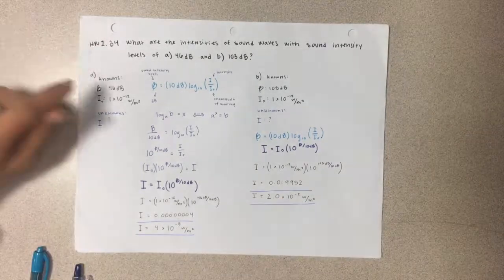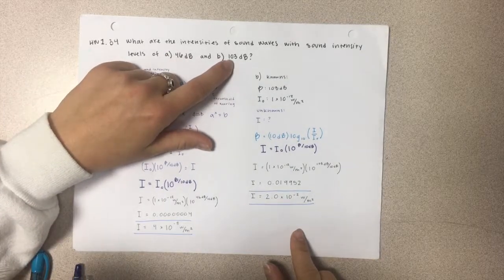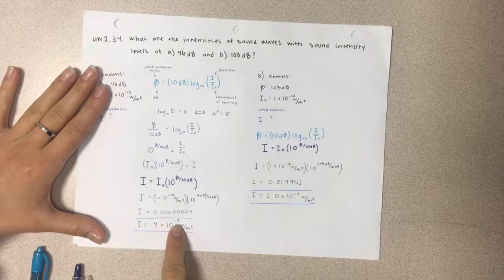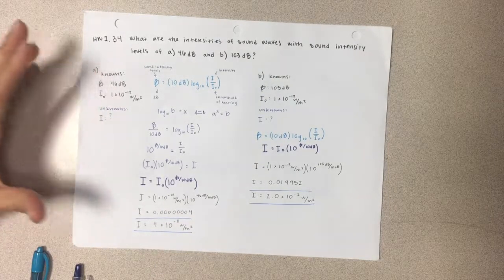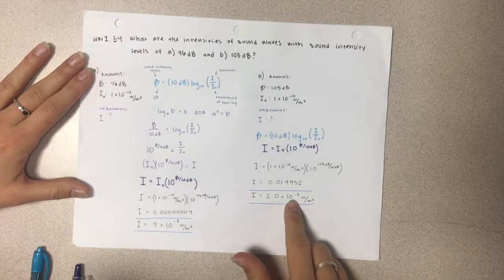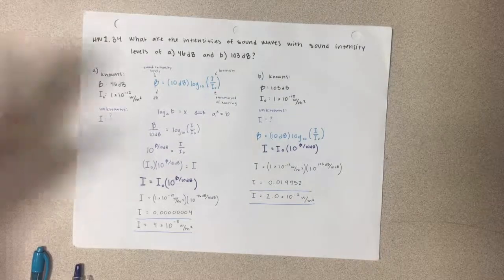And just to check our work, we're going to see that 46 decibels is quieter than 103 decibels, and that 4 times 10 to the negative 8th watts per meter squared is smaller than 2 times 10 to the negative 2 watts per meter squared.